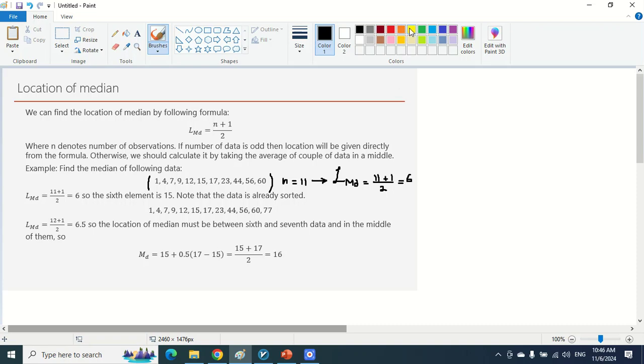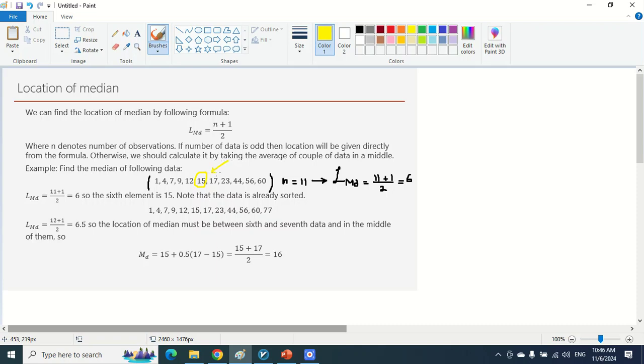which means that the location of the median is 6. Counting the elements here, 1, 2, 3, 4, 5 and 6, the 6th element, which is 15, will be equal to our median. So we find the median, and its location is equal to 6.